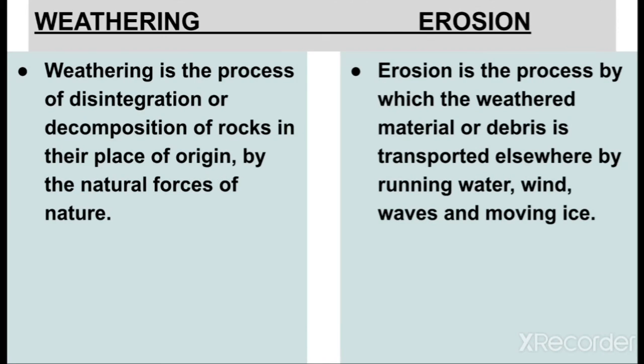Next, differentiate between weathering and erosion. In weathering, you will write: weathering is the process of disintegration or decomposition of rocks in their place of origin by natural forces of nature. In erosion, you will write: erosion is the process by which the weathered material or debris is transported elsewhere by running water, wind, waves, and moving ice.